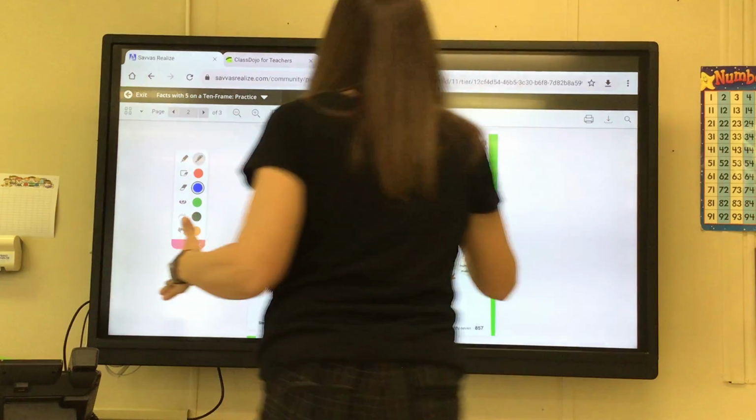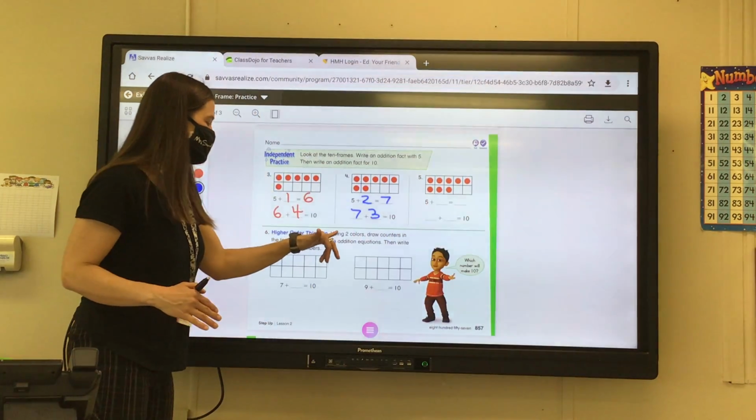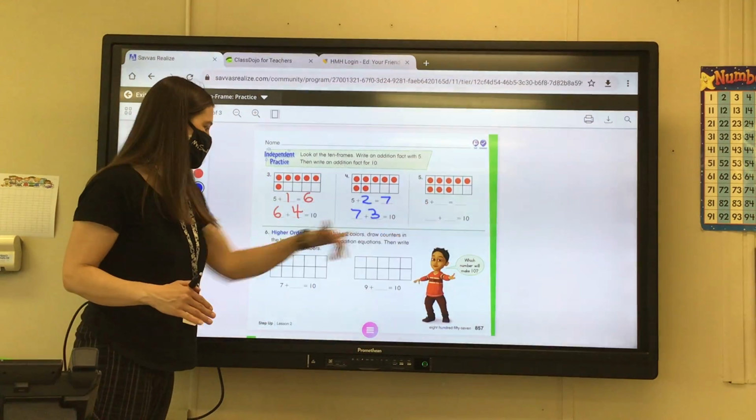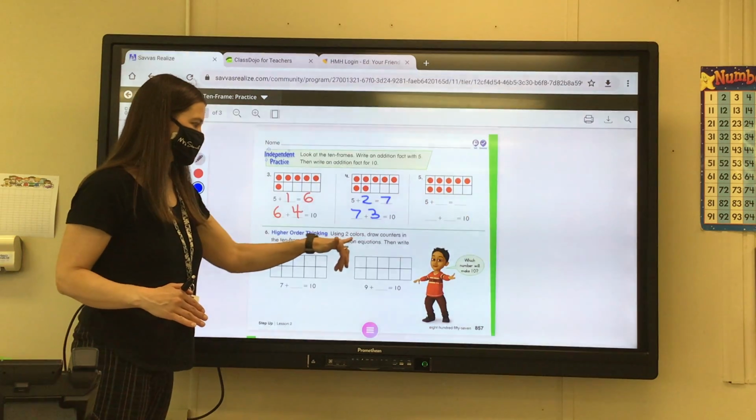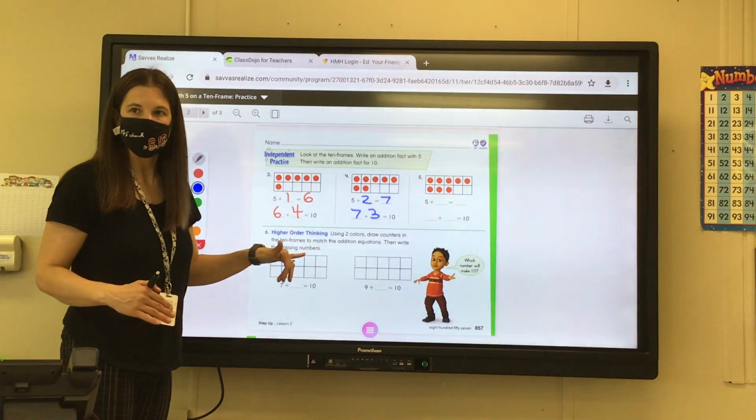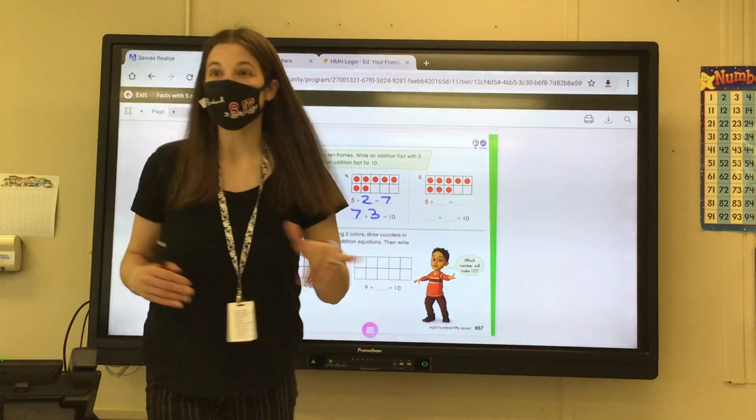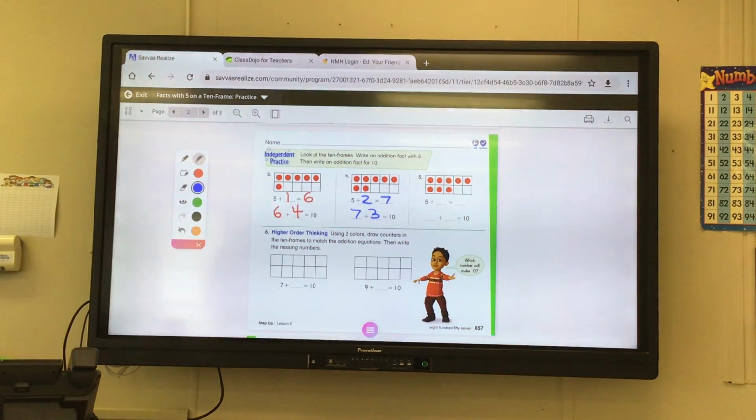Okay, coming down to number 6. We're going to use 2 colors, draw counters in the 10 frames to match the addition equations and write the missing numbers. You okay? Do you need some help? Okay. Okay, so 5 plus 3 equals how many total? How many are total? How many are all in the 10 frame?